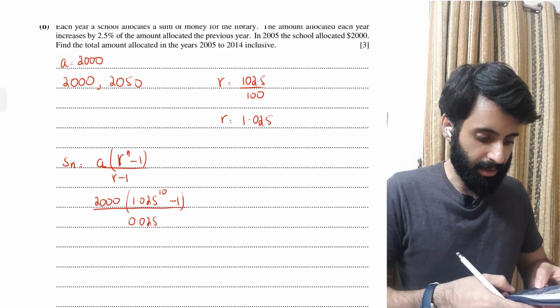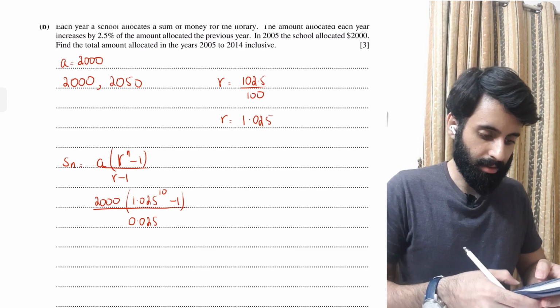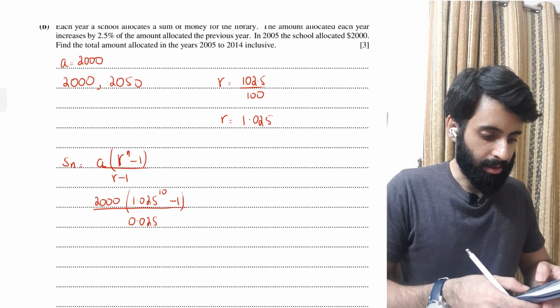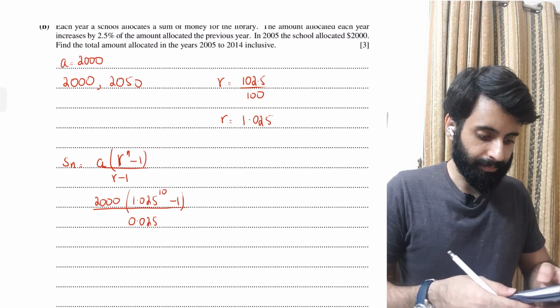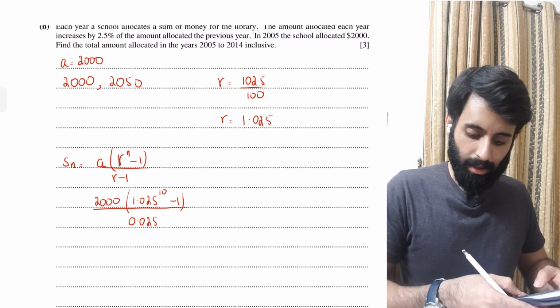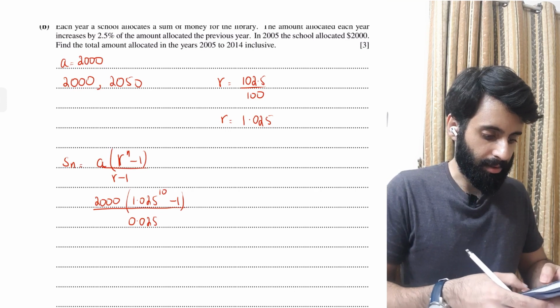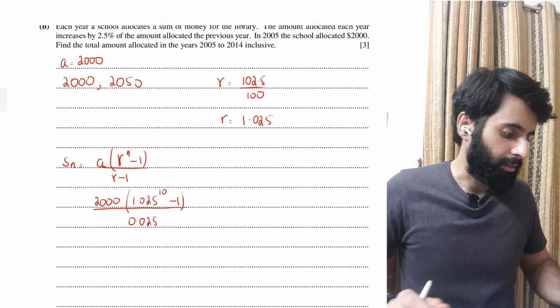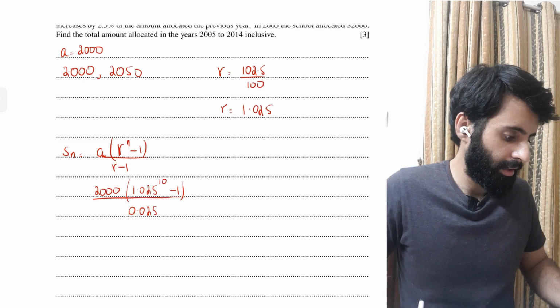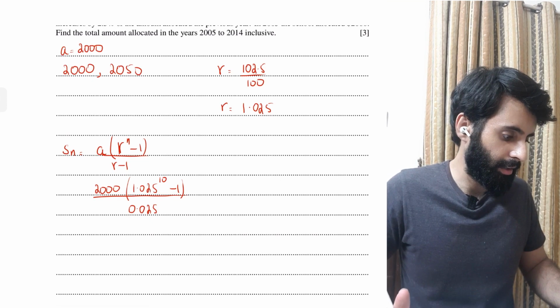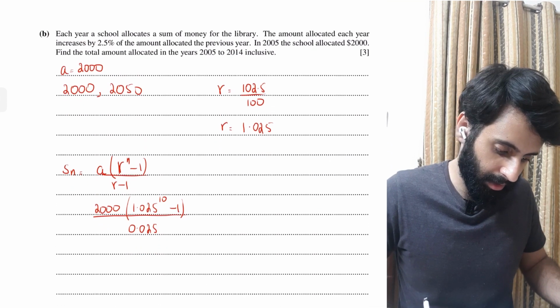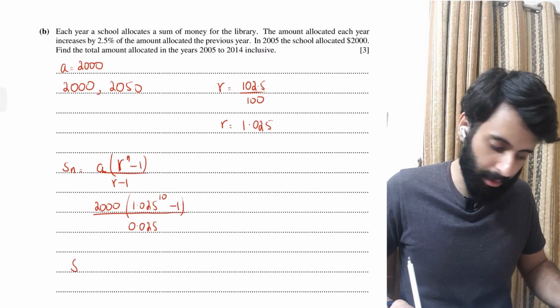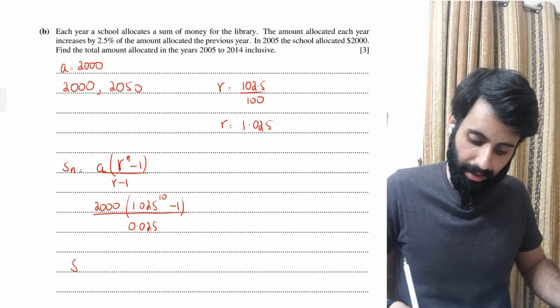So I'm going to plug this in as it is in the calculator, just so that I don't end up making any error. So 1.025 to the power of 10 minus 1 divided by 1.025 minus 1, just to be on the safe side. Okay, so we're looking at 22,406, and let's see. Okay, so it's always best to give your answer correct to 3 significant figures. So I am going to write the actual value.